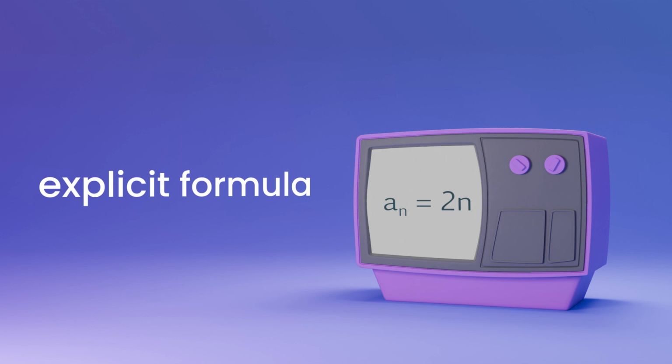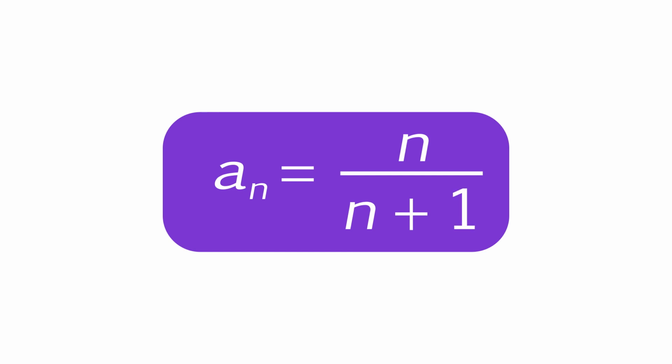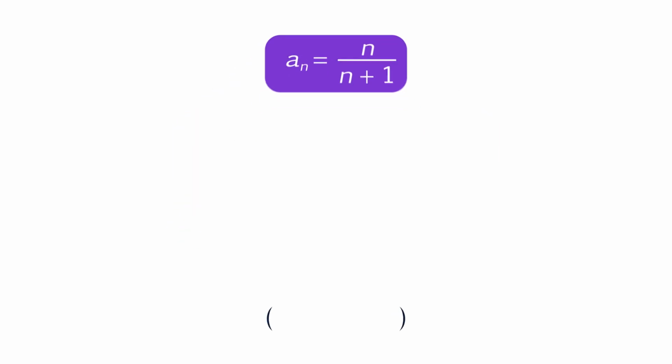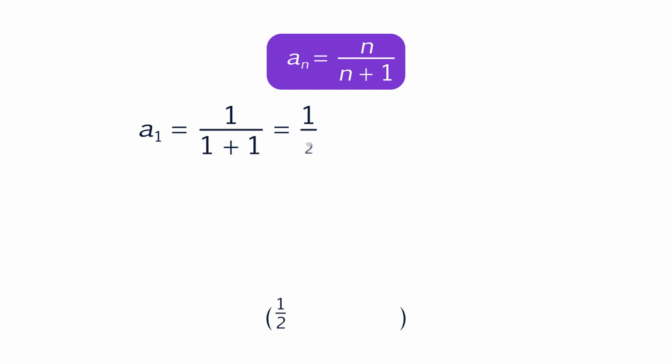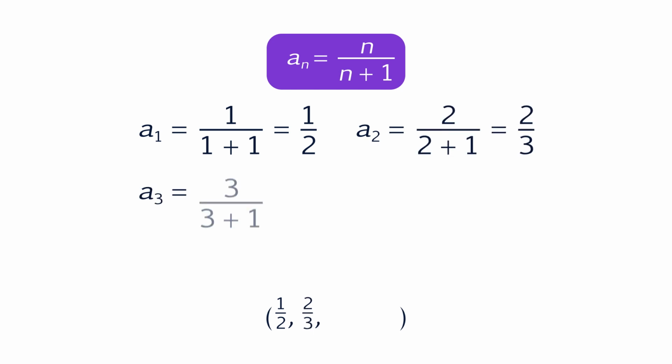Let's wrap up by considering one final example. Consider the infinite sequence given by the explicit formula a_n equals n over n plus 1. You can then use the formula to calculate each term. The first element, a_1, is 1 over 1 plus 1, which is 1/2. a_2 is given by 2 over 2 plus 1, or 2/3. a_3 is 3 over 4, and so on.